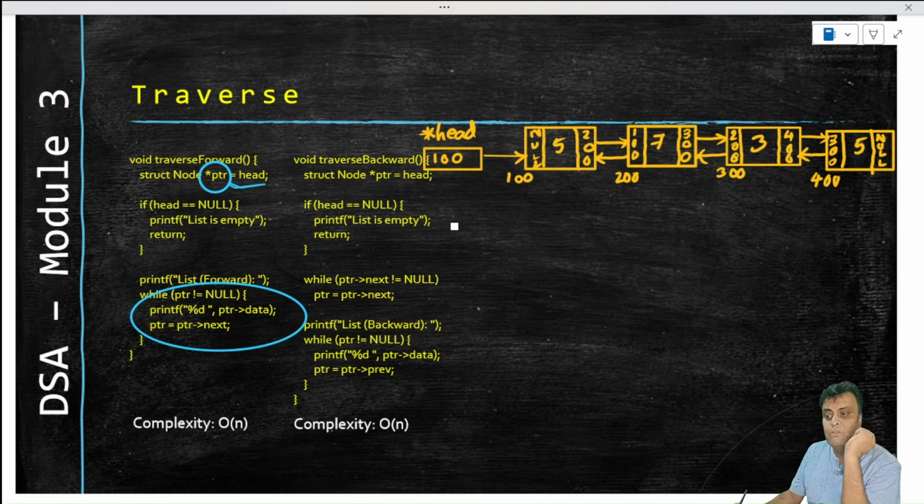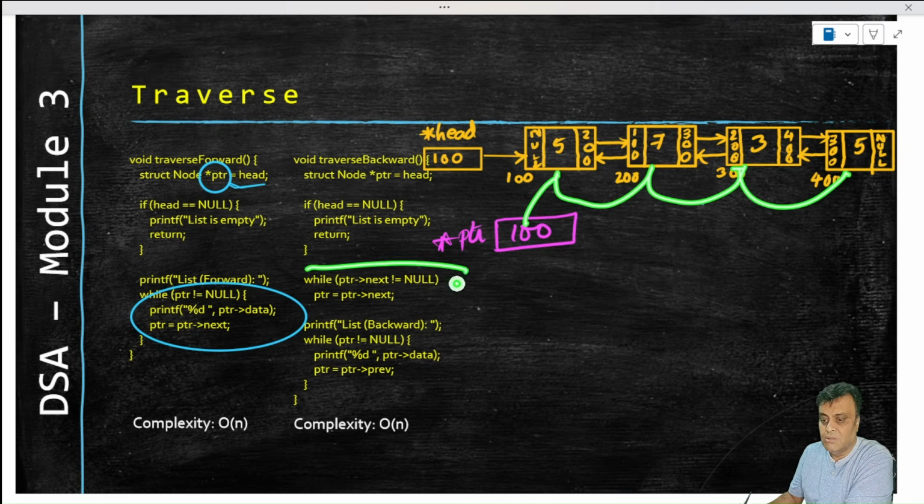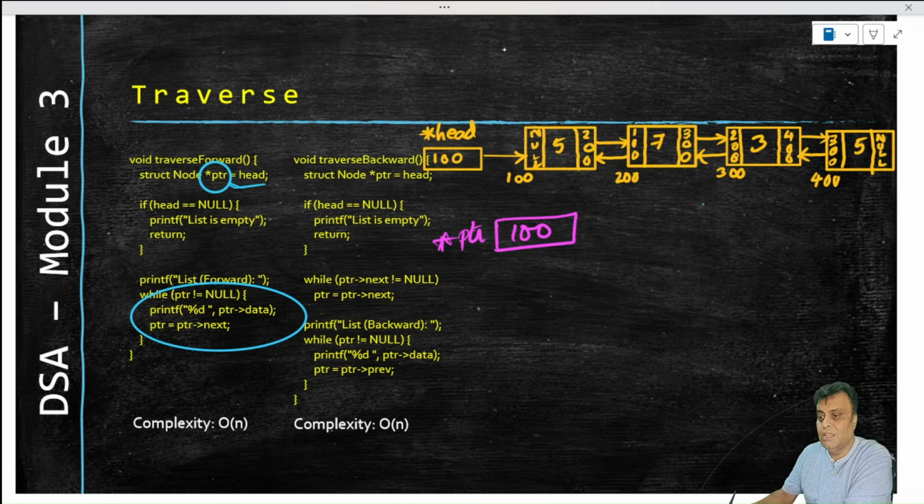So to traverse backwards, first you have to reach the last node. So we will use the same pointer concept. We will say the same pointer with a star, and then we will say that you are at 100, and then we will say that please move from here to here to here till you get a null. And then what will happen? The pointer will therefore come out at a value which is equal to 400.